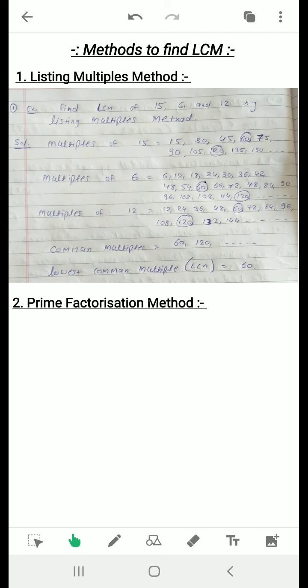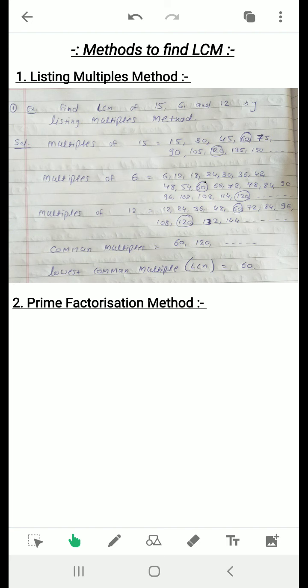Lowest common multiple. Okay, so there are different methods to find the LCM. So, what are these methods? Let us discuss one by one. Okay, the first method is the listing multiples method. You know how to write the multiples of a number?